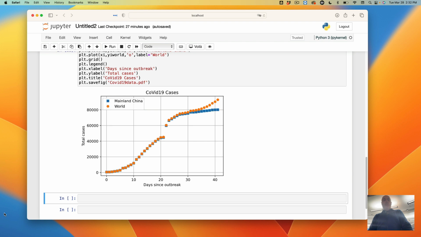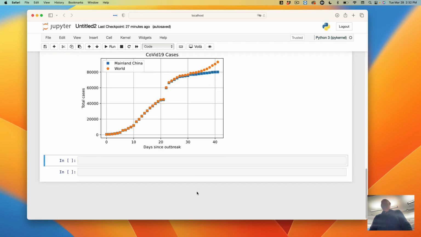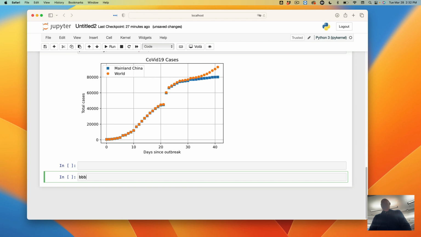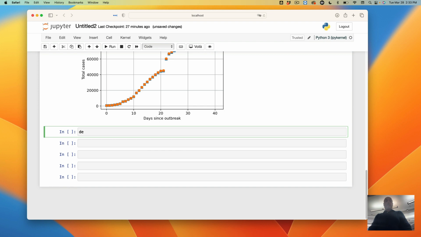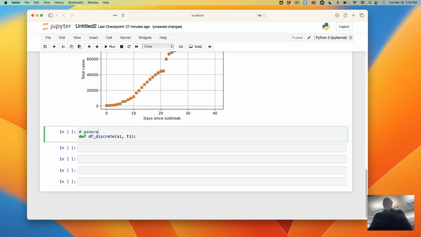All right. So now we're going to differentiate. We're going to create a general subroutine, which you can use in your homework. You're welcome. To evaluate the derivatives of discrete data. df discrete evaluates the first derivative of discrete data. For discrete data, I need values of xi and fi values, okay? So a general subroutine for computing the first derivative of discrete data.